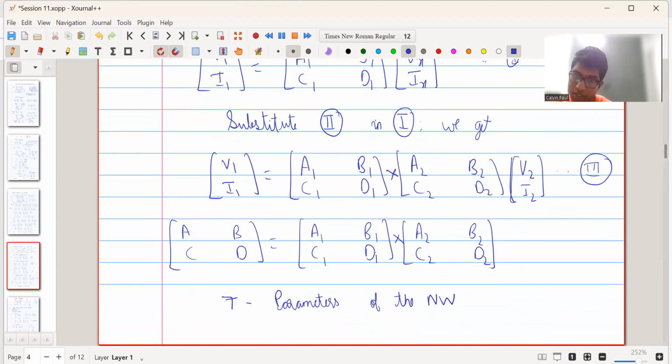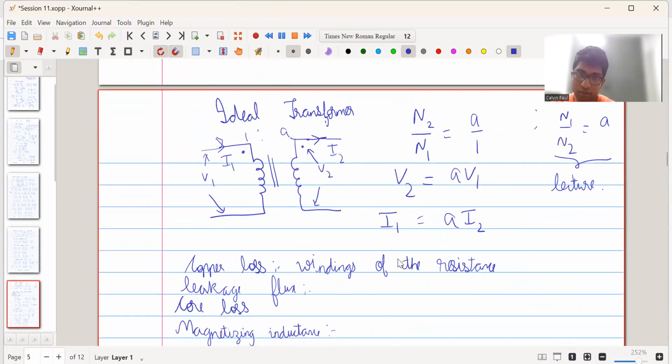Of the two individual ABCD matrices. Okay, those are the T parameters of the network.